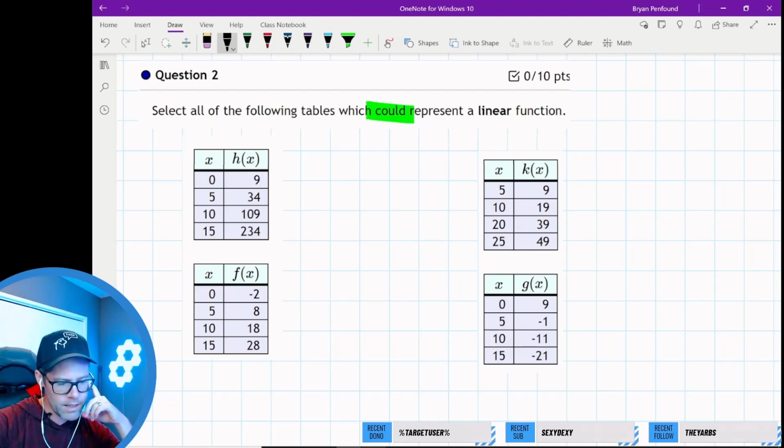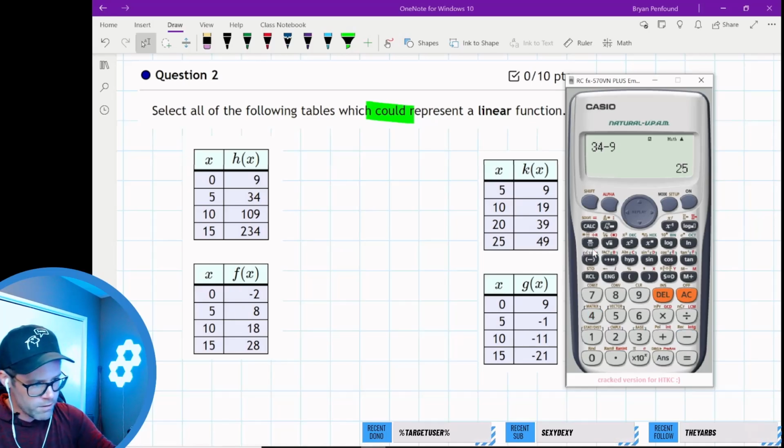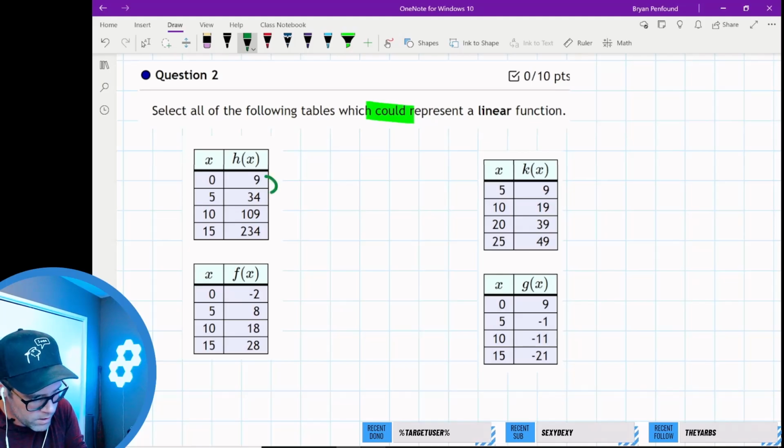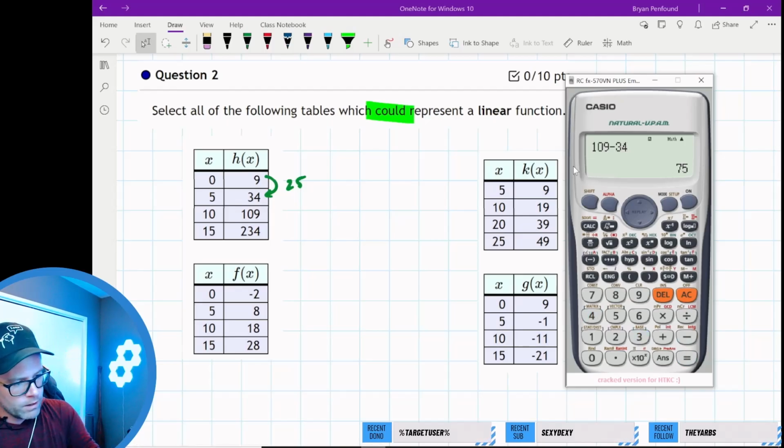So let's look at this first table here. It looks like the x's are going up by 5s. Let's take a look at what the y values are going up by. So 34 take away 9 is 25. So as I move from here to here, there's a jump of 25. Something tells me this first table is probably not going to be linear, because if I take the 109 and I subtract 34, I get 75.